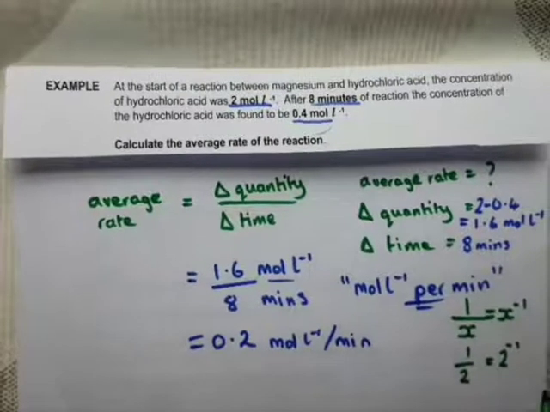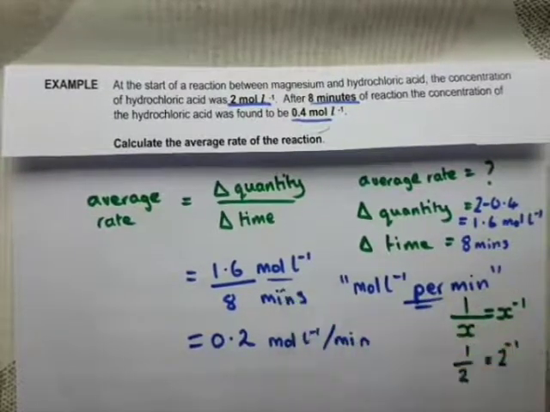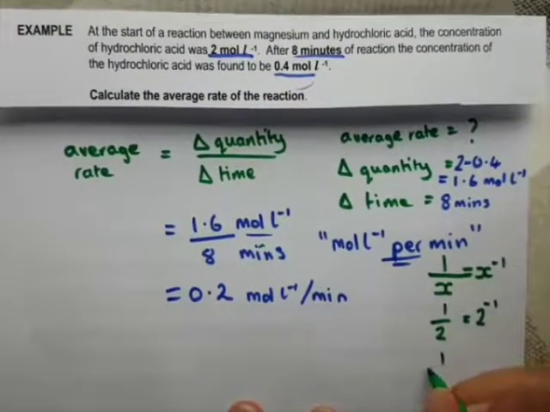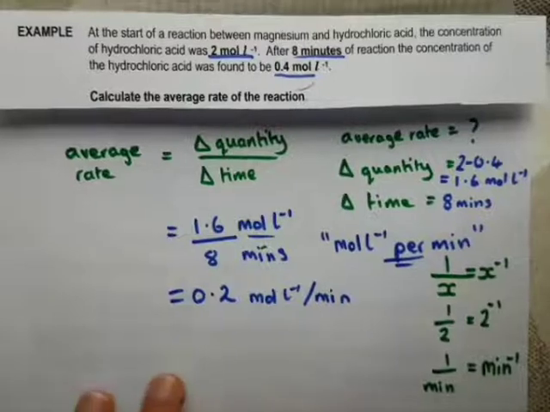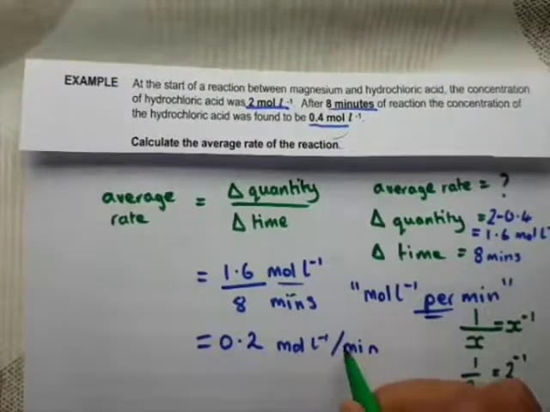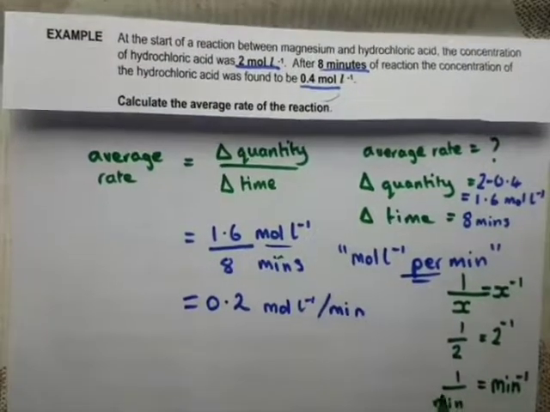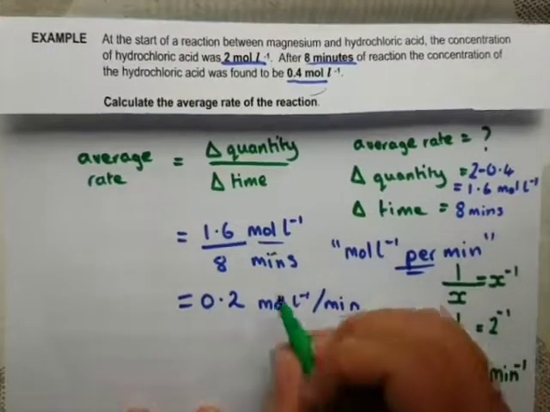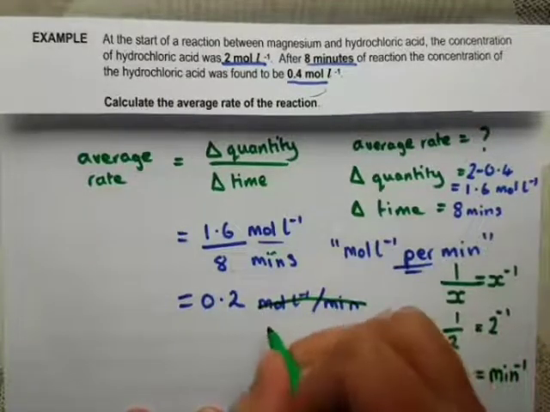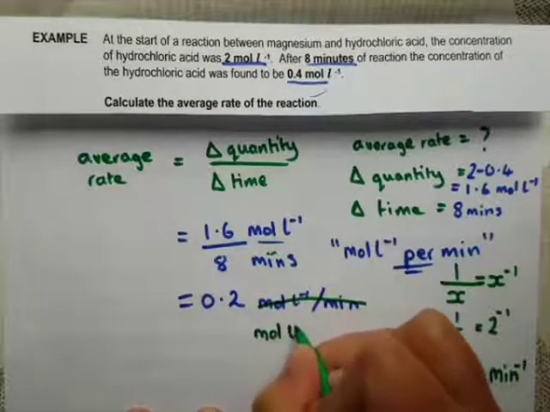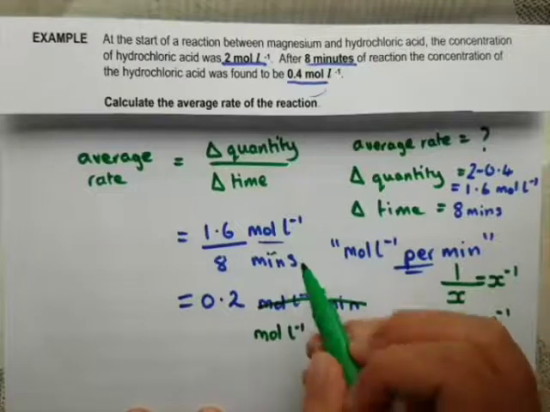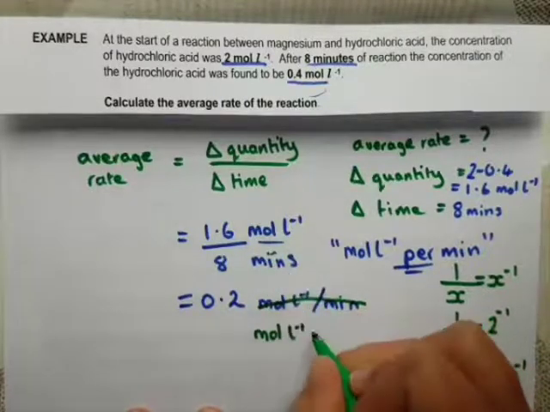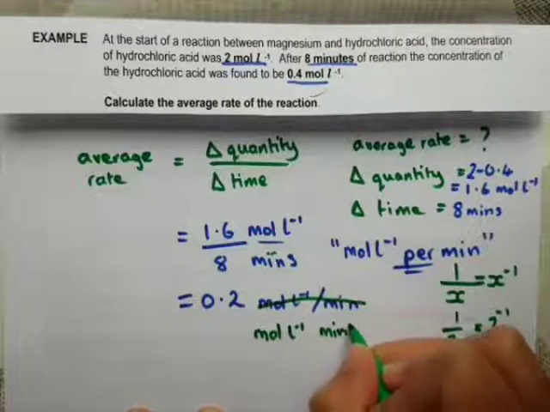Now, what that means is if I'm dividing by minute, 1 over minute, another way of writing that is min to the -1. So rather than writing moles per litre / min, what we tend to do in chemistry, and that's not wrong, is write mole per litre, which is just the unit of quantity, and then because it's moles per litre per minute, because we're dividing by minutes, we write min to the -1.